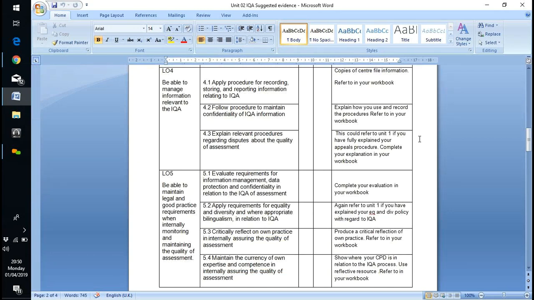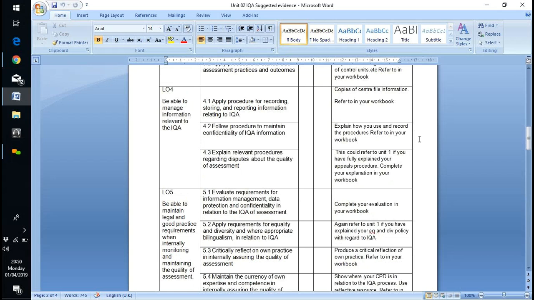4, apply procedure for recording, storing and reporting information in regard to IQA. And again, copies of your centre file information. This is how you receive work from your assessors. One of the things that happens with the assessors in our case is that work goes into learner work at ukversity.co.uk. That is forwarded then to the particular assessors, so that the IQA for that group knows what the number of students or learners in that qualification are, who's producing what work and when it's coming in.